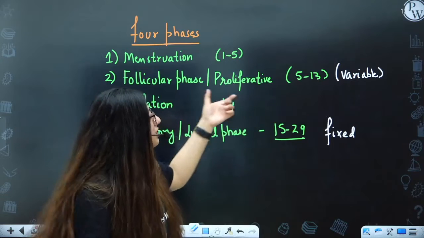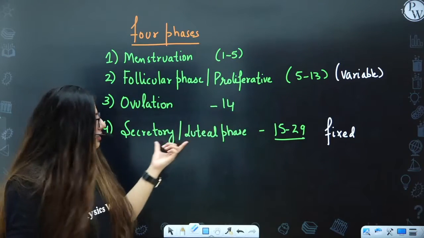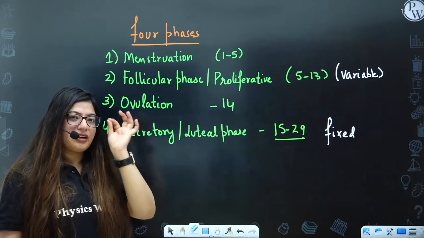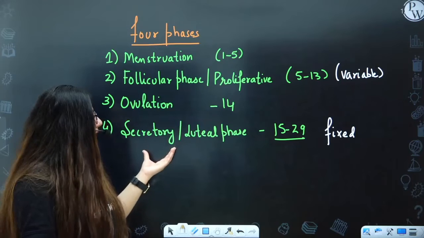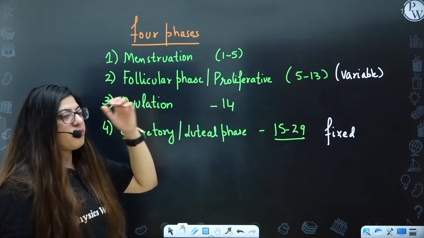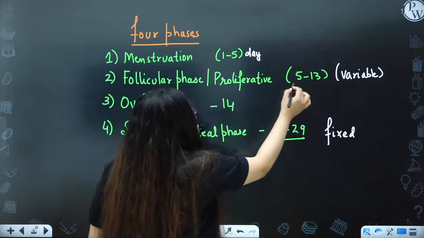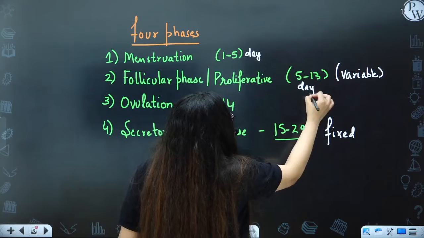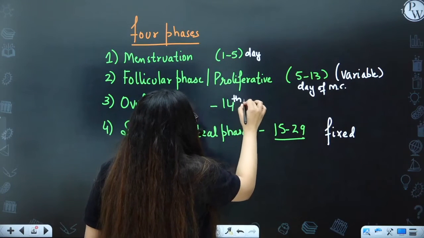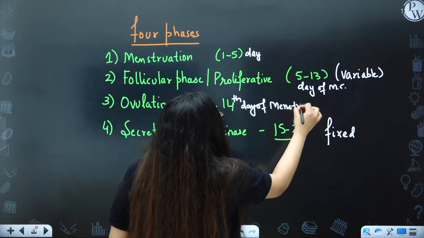So if this gets disturbed, the ovulation will get disturbed. But the luteal phase is always fixed. After the ovulation has taken place, it will only take 14 days. The luteal phase is for 14 days only. The days I am writing are like the first to fifth day, and this is the 5th to 15th day of the menstrual cycle, and this is the 14th day of the menstrual cycle. I'm not writing 14 days, I'm writing the 14th day.